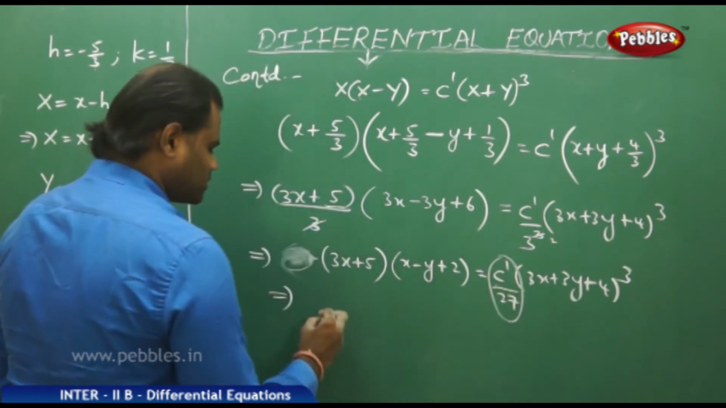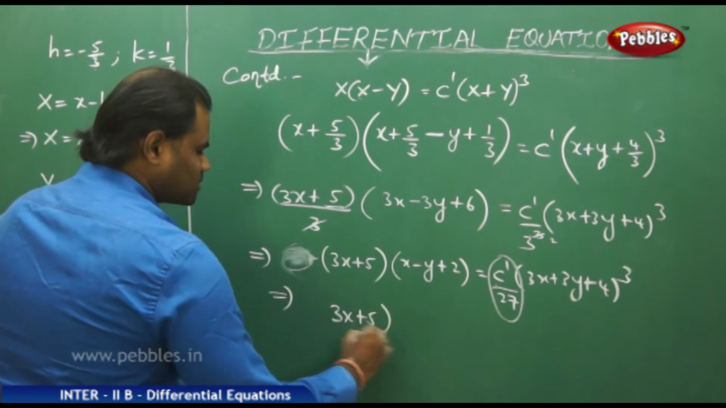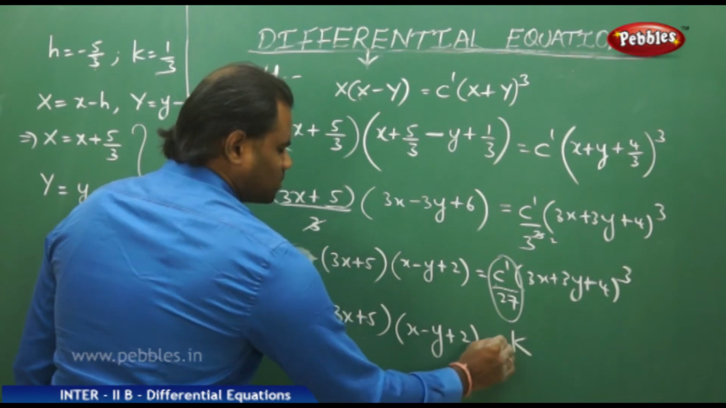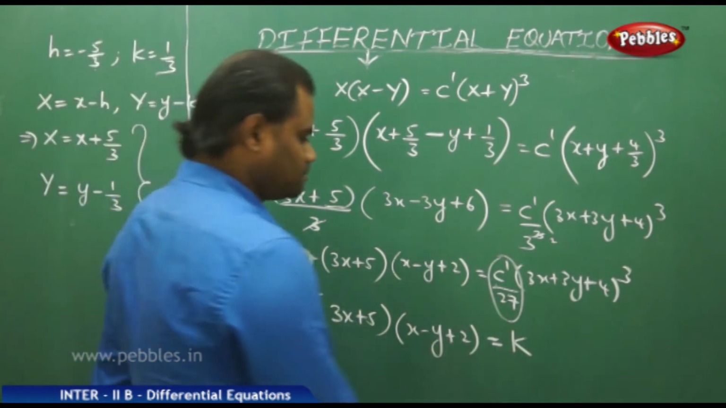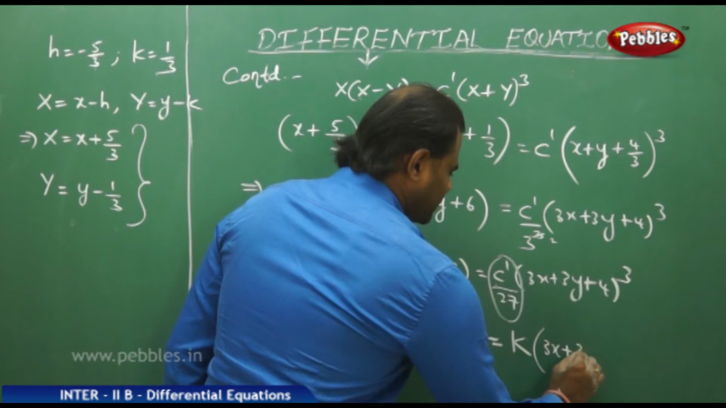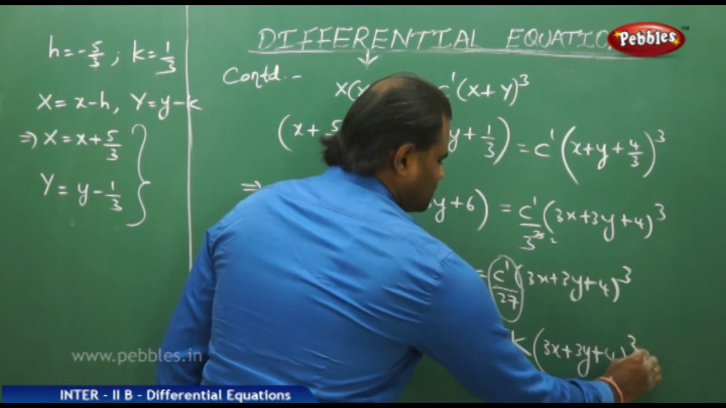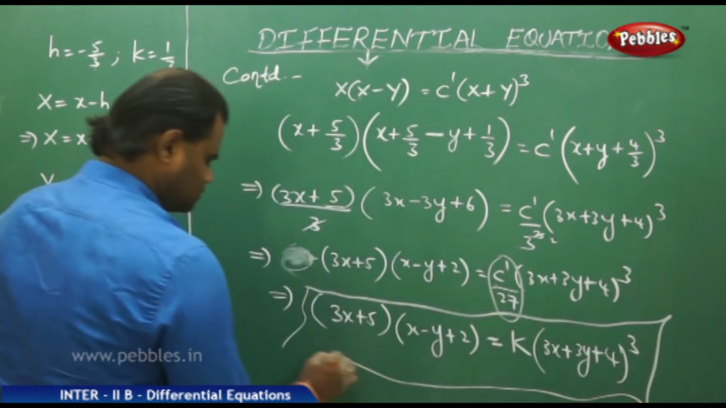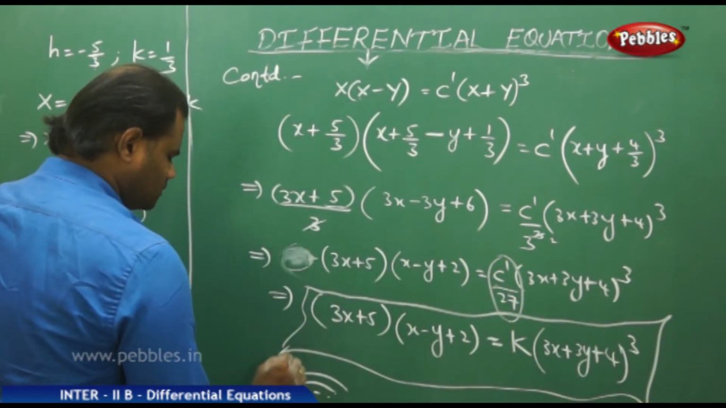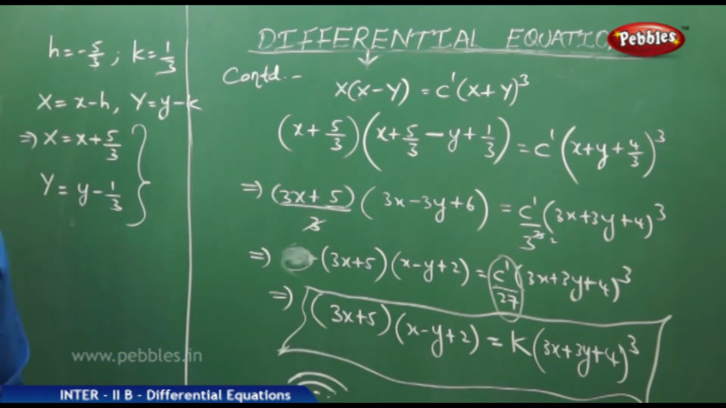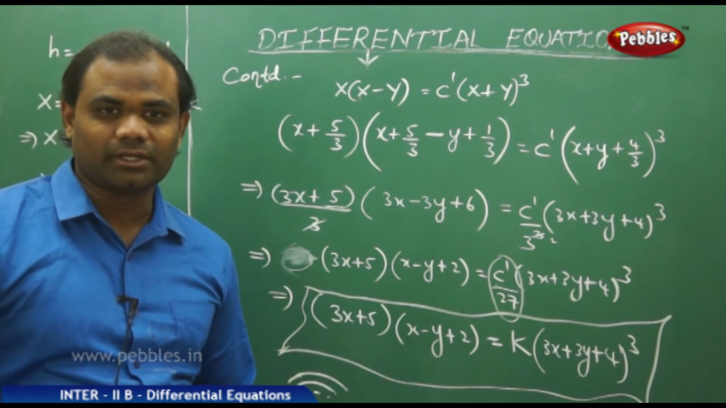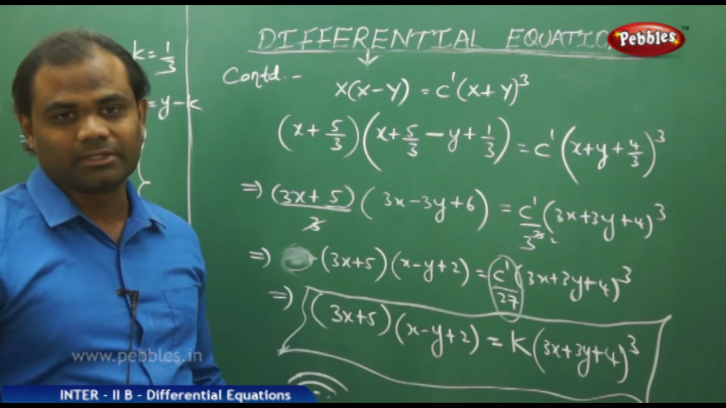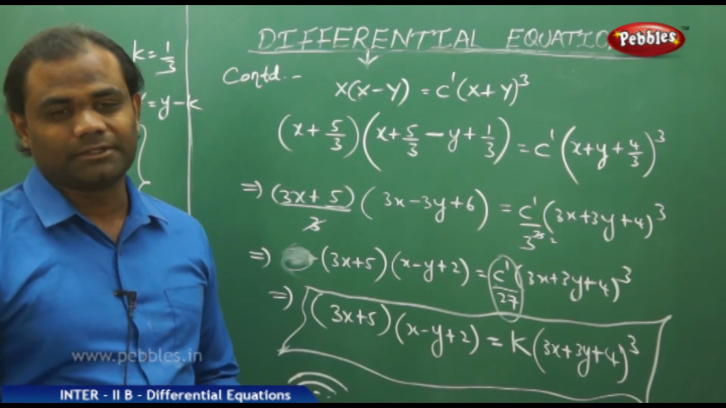is taken as some constant k. Therefore, 3x plus 5 times x minus y plus 2 is some arbitrary constant k times 3x plus 3y plus 4 whole cube. This is how we get the solution of the non-homogeneous differential equation with case 2 as solved using variable separation method and the homogeneous method respectively.